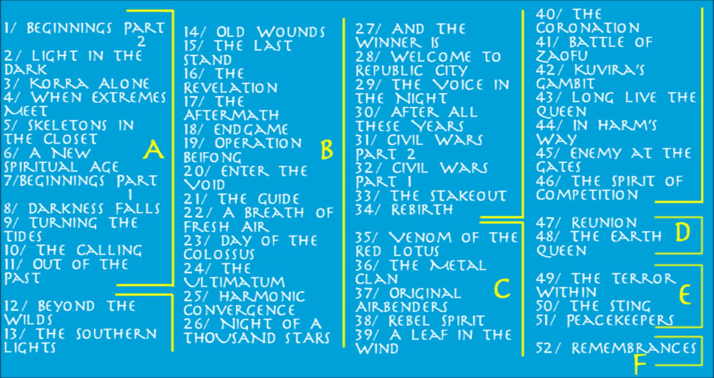Battle of Zaofu is kind of another one of those ones where this is where a lot of the book 4 being underdeveloped stuff comes into play. Kuvira's Gambit, very similar, with Bataar and Kuvira's relationship.